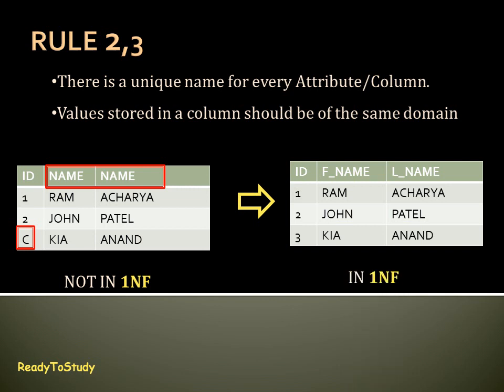This is rule two and three. The fourth rule is you can store the data in any order. It means you can store the 100th record after the second record also. You can store the second record after the 500th record also. So there is no sequence that matters. You can store your data in any sequence or any order. That is rule 4.